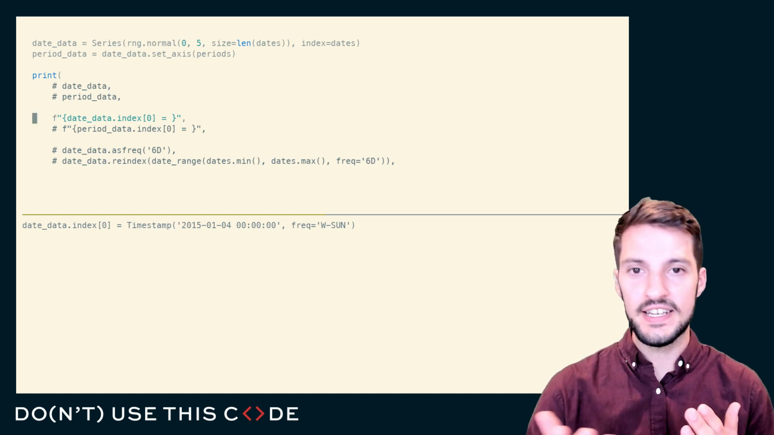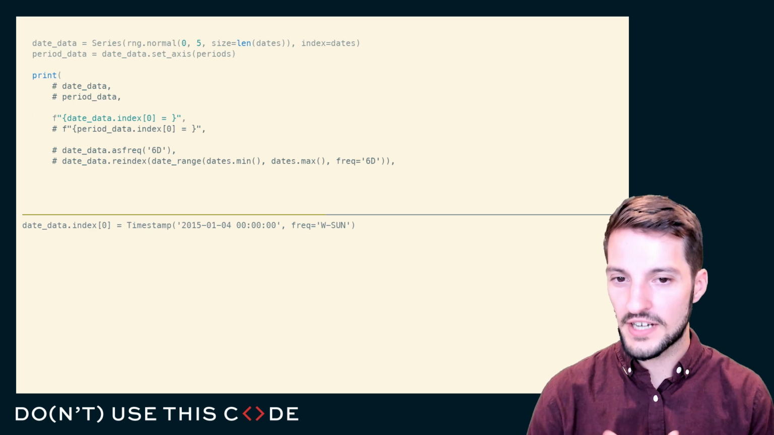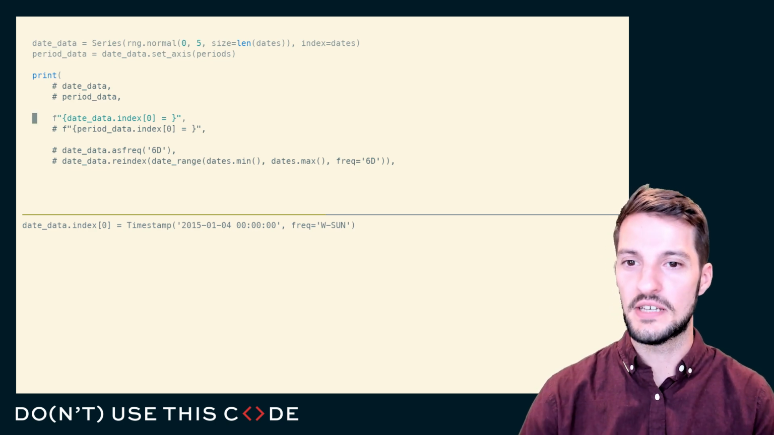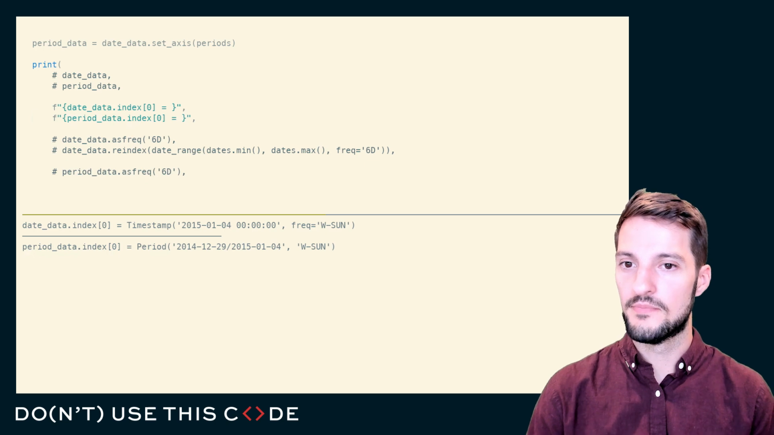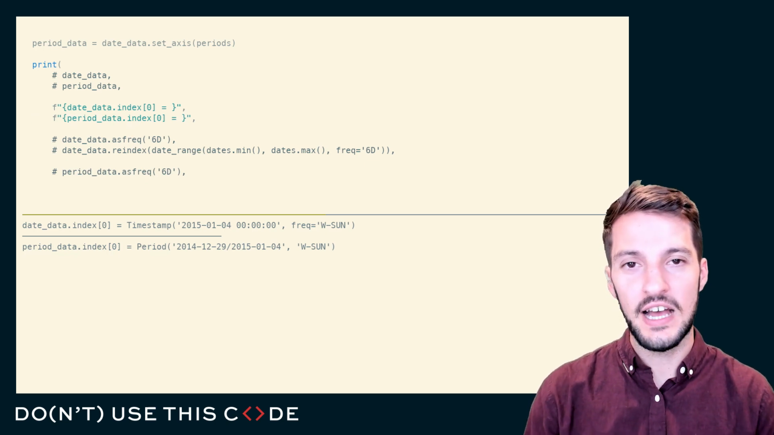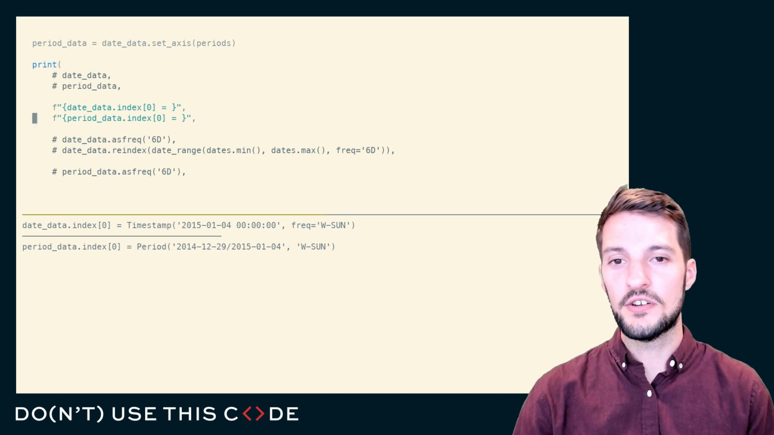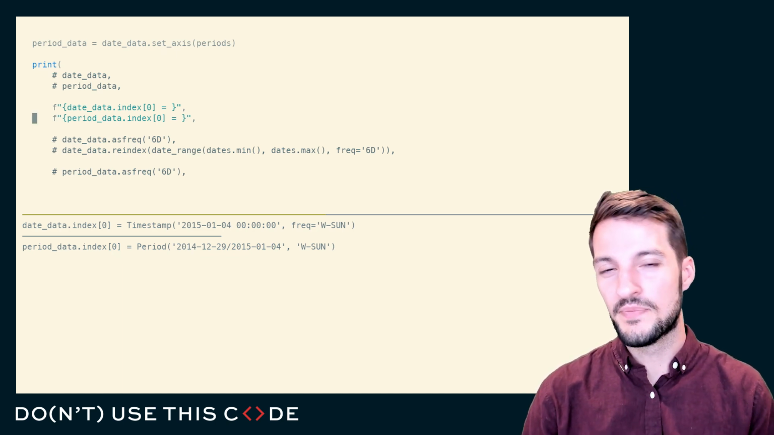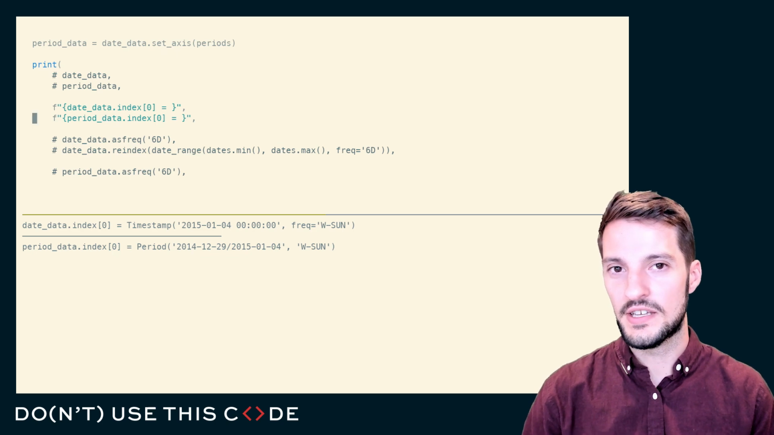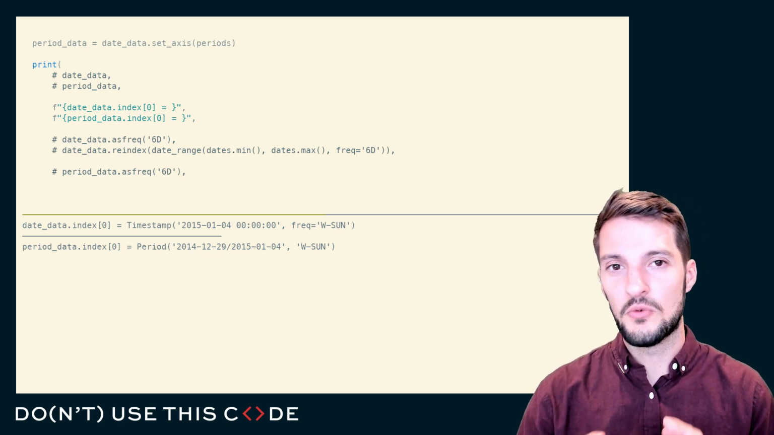And so when we investigate a little bit deeper into what these look like under the hood, we see that in our date data, if we get that first value out of the index, we're actually dealing with what's called a timestamp. Whereas in our period data, we're dealing with a period. A timestamp is simply how pandas represents times under the hood, whereas a period is how pandas represents a span of time under the hood.